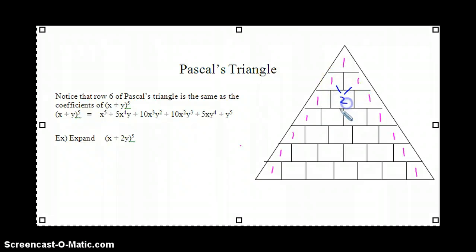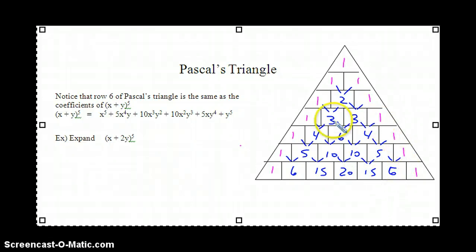1 plus 1 is 2. This box here is touching this box and this box, so that gives me 3. This box is 1 and 2, so again 3. This box would be 3 and 1, so 4. This box would be 6. This box would be 4, 5, 10, 10, 5, 6, 15, 20, 15, and 6. And so this is Pascal's triangle, and you can continue to make Pascal's triangle larger and larger.